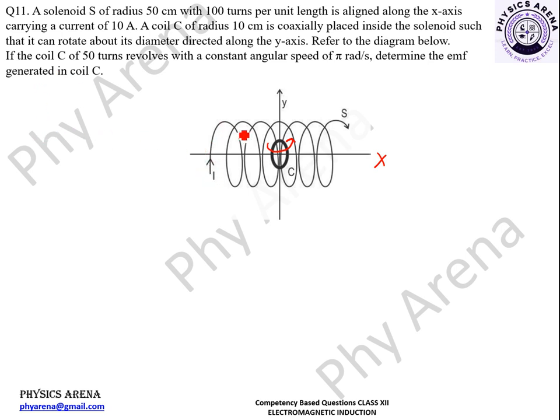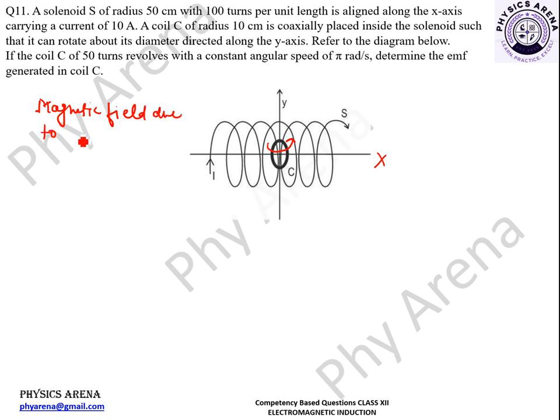So we can see that current I is passing through the solenoid and it will create a magnetic field, and these magnetic field lines will also pass through the coil, and when the coil rotates there will be a change in the flux associated with the coil, and that will lead to the creation of EMF. So first find out the magnetic field due to the solenoid.